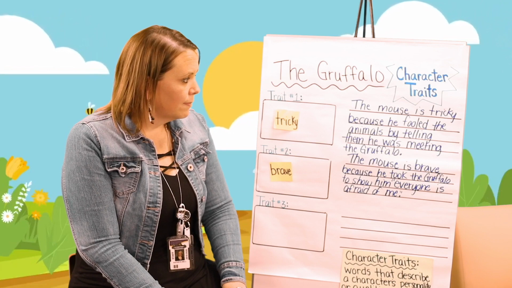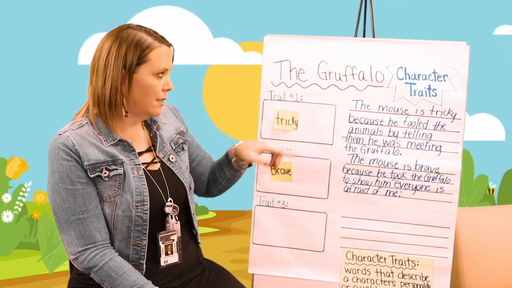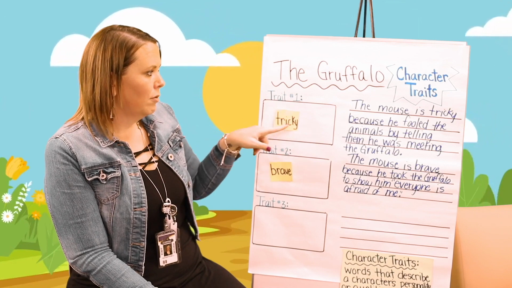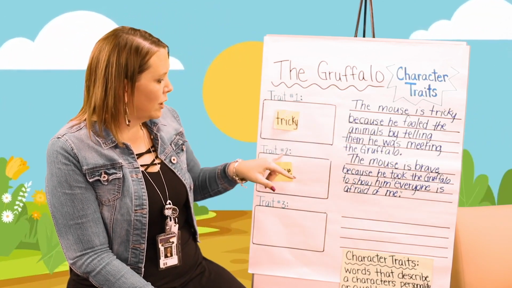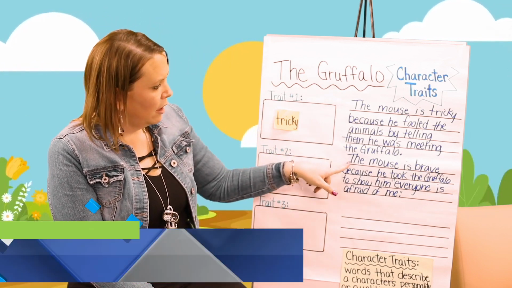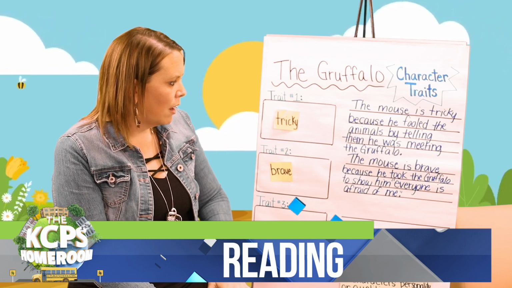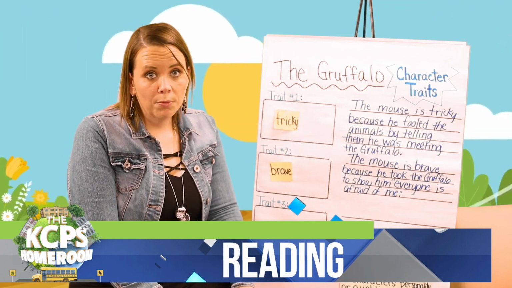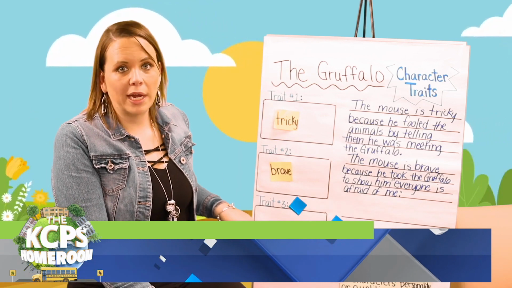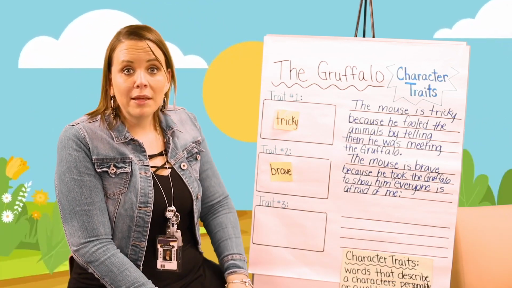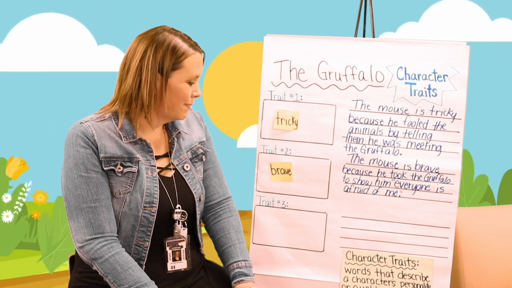Then we read the book. Then we did our trait chart, character traits. Trait 1 was tricky. We put it into a complete sentence with a capital letter and a period. Trait 2, brave, capital letter, period. We talked about quotations briefly. Now what you're going to do at home is use what you learned here today and find trait 3. You're going to write it in a complete thought using a capital letter and punctuation.